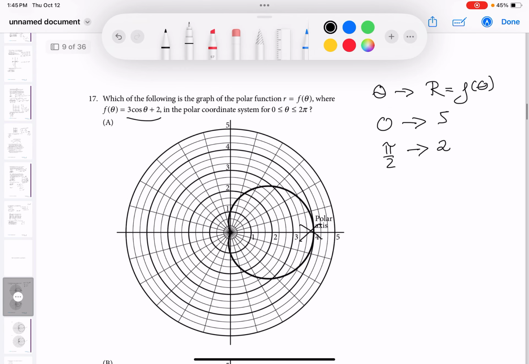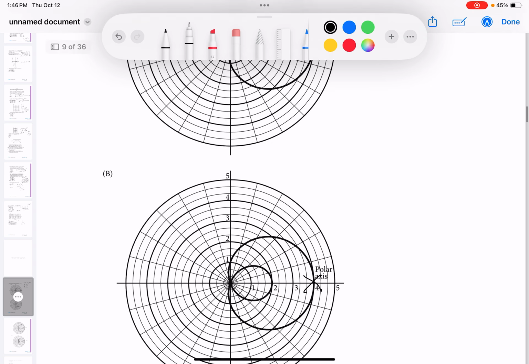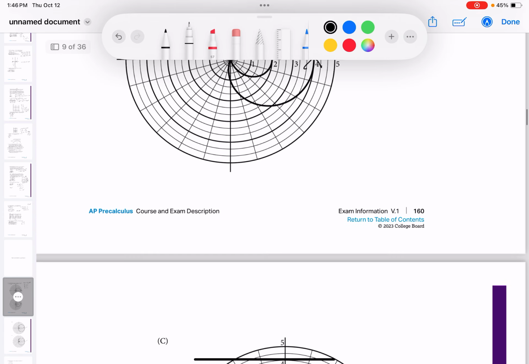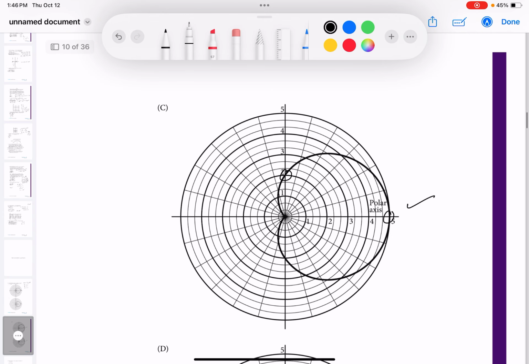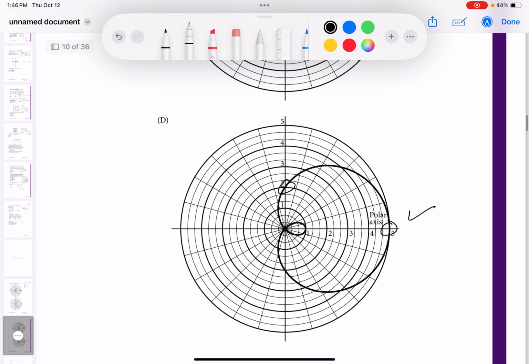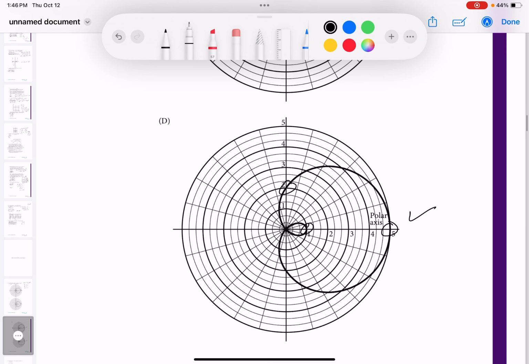Where would I go next? I'd probably go to pi. All right? And let's see what happens at pi. Well, the cosine of pi is minus 1. Right. So you get minus 3 plus 2, which is minus 1. So I want to see which one of those graphs does that for me. Right now, pi is over here, and I'm expecting to go in the other direction, and I don't see that there. So this one's out of the question. I see it here, though. So this is the one that's happening.